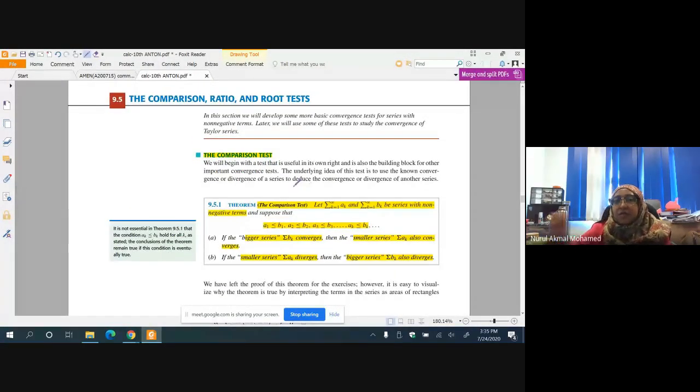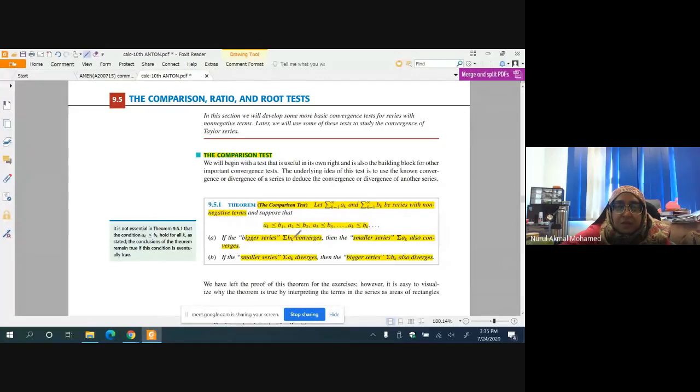Okay, let's continue with the comparison, ratio and root test. For the comparison test, for the bigger series that involves BK, if it converges, then the smaller series, the series with the term AK, also converges.